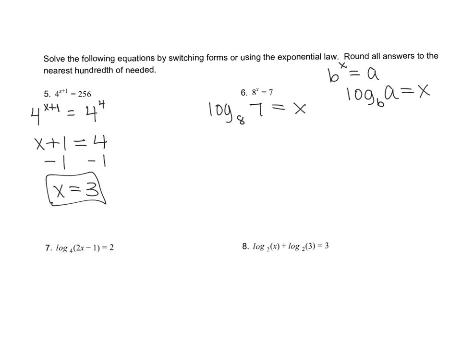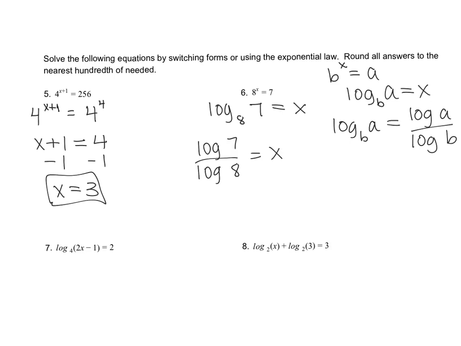Now, in order to evaluate the logarithm, log base 8 of 7, we want to use our change of base formula. So that says, in order to evaluate log base b of a, we do the log of a divided by the log of b. So in this case, we want to take log 7 and divide by log 8. It's extremely important when you evaluate the logarithms that you make sure to close the parentheses for the logarithm in the numerator before you divide it by the logarithm in the denominator. So once we do log 7 divided by log 8, we're going to get x equals 0.94.